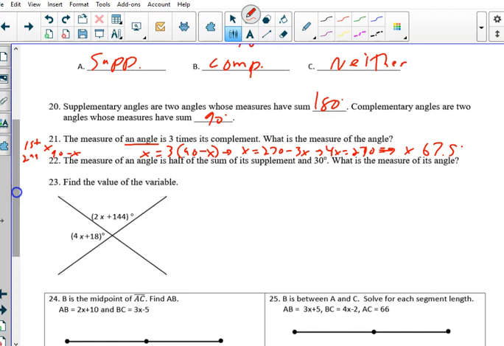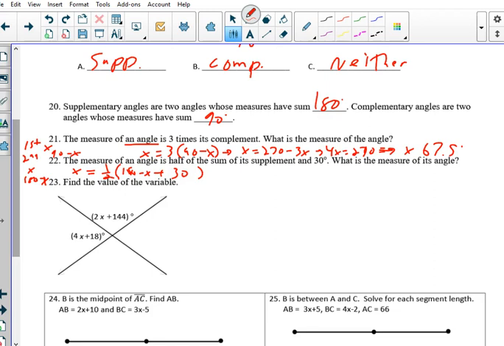The measure of an angle, we'll call x, and we're talking about the supplement. So that's 180 minus x. So let's just read what it says. The measure of an angle is half the sum of its supplement, which is 180 minus x, and 30.